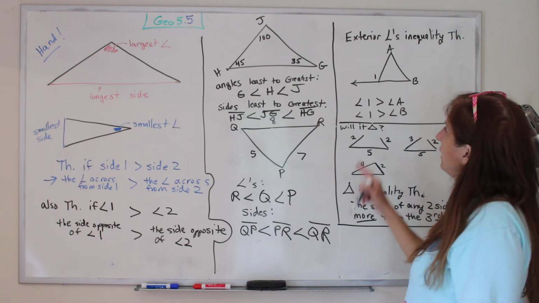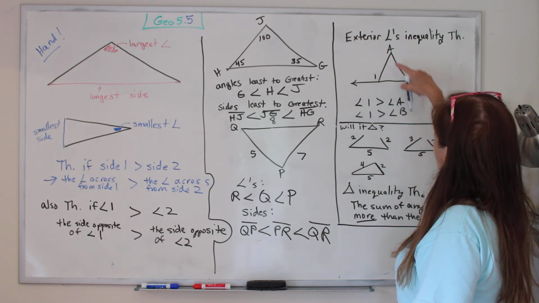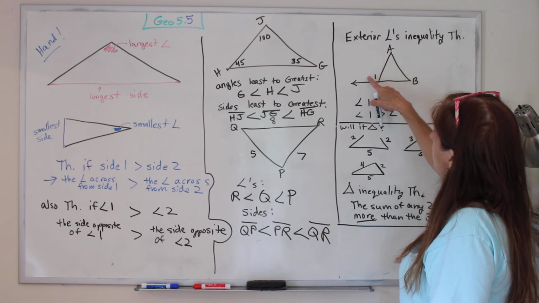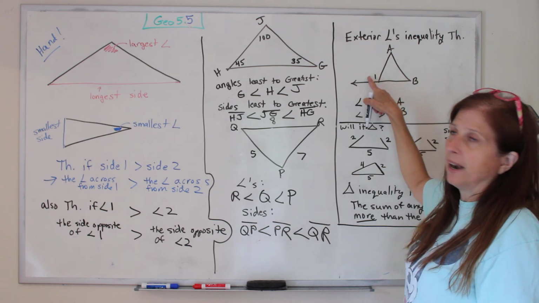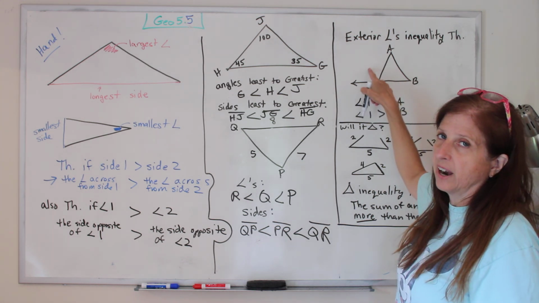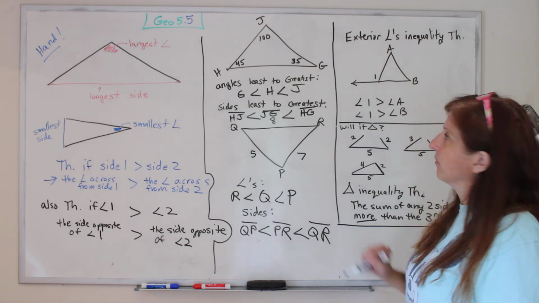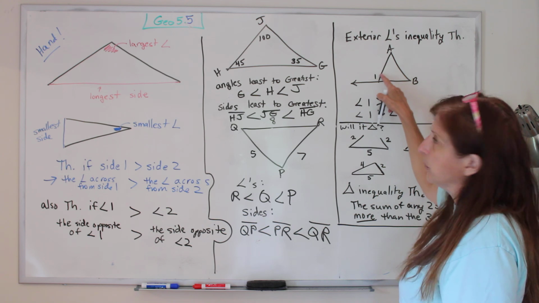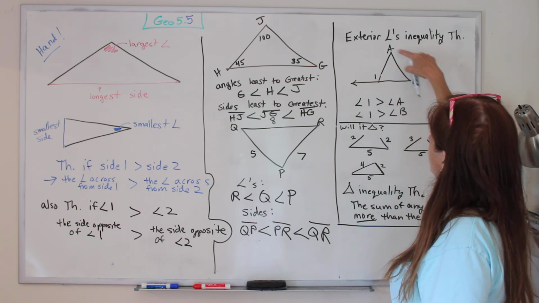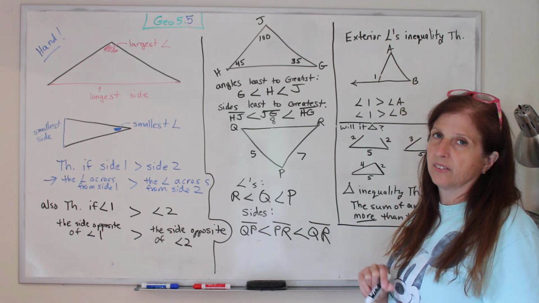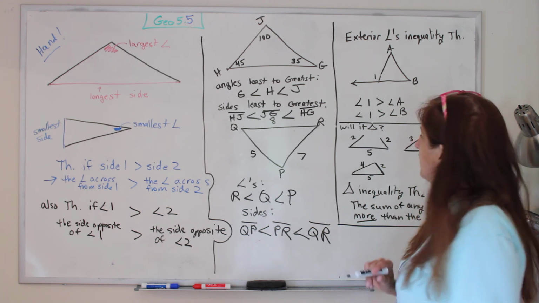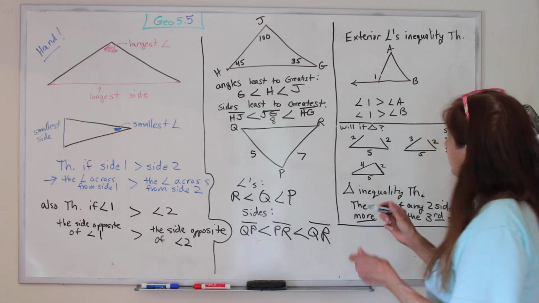So what the theorem says is, the two angles that are not linear pairs with the exterior angle are less than the exterior angle. Now, it's not this one, it's these other two. These other two are going to be less than that exterior angle. Okay?